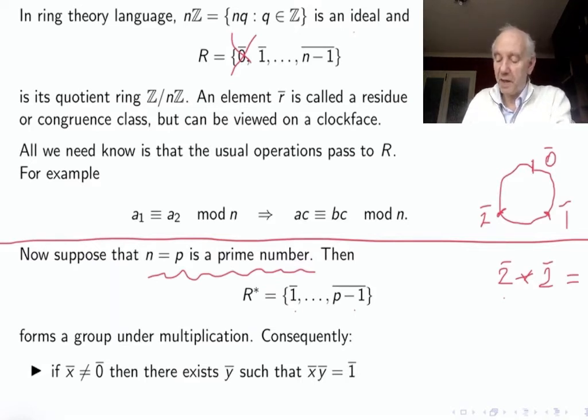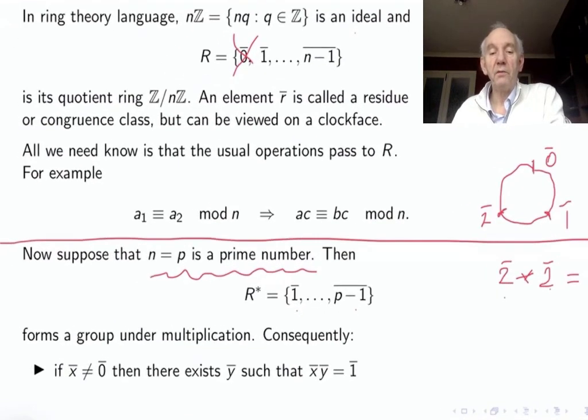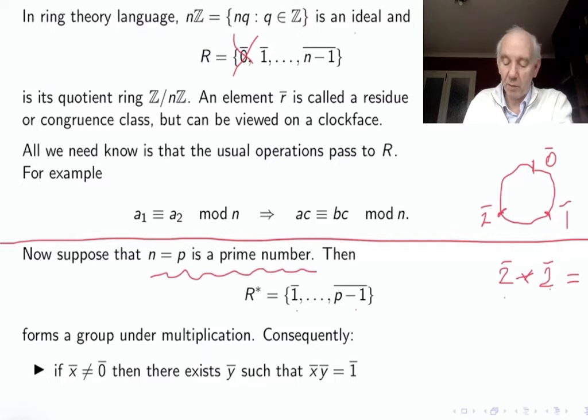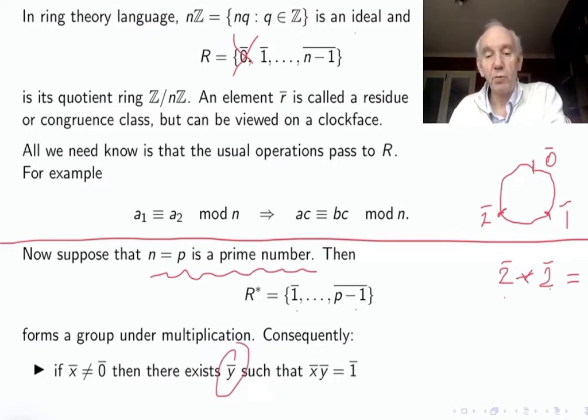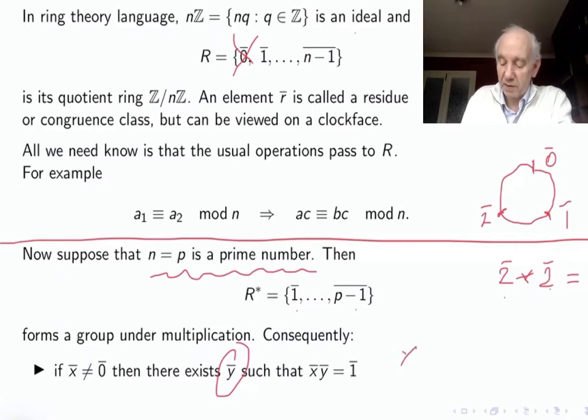So in particular, that means that 2 bar is the inverse of itself. And the key point is that these elements form a group. So another way of saying that, I've said consequently, but it's really the same thing as saying that if we have a non-zero element, x bar, then there's always an inverse. So there's always going to be a y bar for which x bar times y bar is equal to 1 bar. In other words, x times y remains a 1 modulo n, which here is a prime number p.